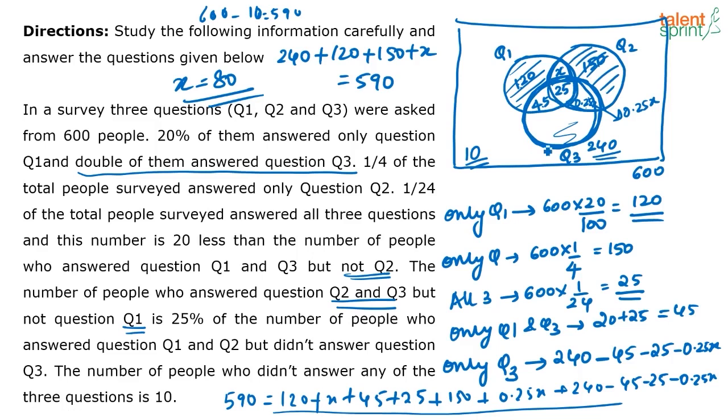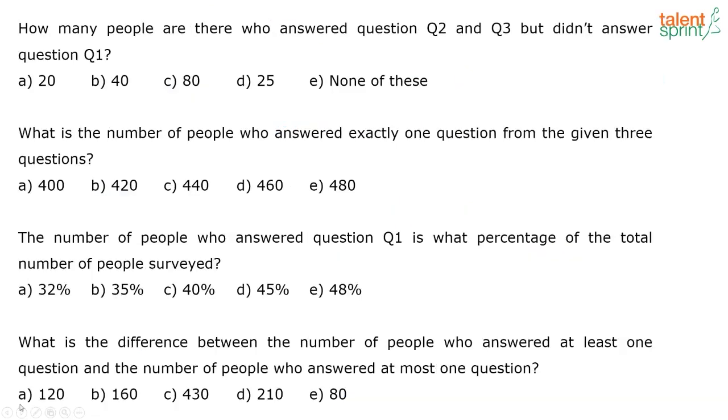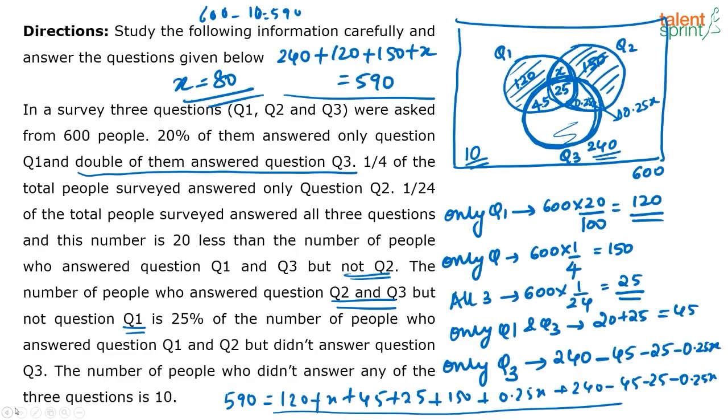So you have considered all these in this 240, then 120 plus X plus 150 is equal to 590. So if you do it this way, the number of additions that you have to do will drastically come down. Okay, yes. So for the first question, how many people are there who answered Q2 and Q3 but didn't answer Q1.